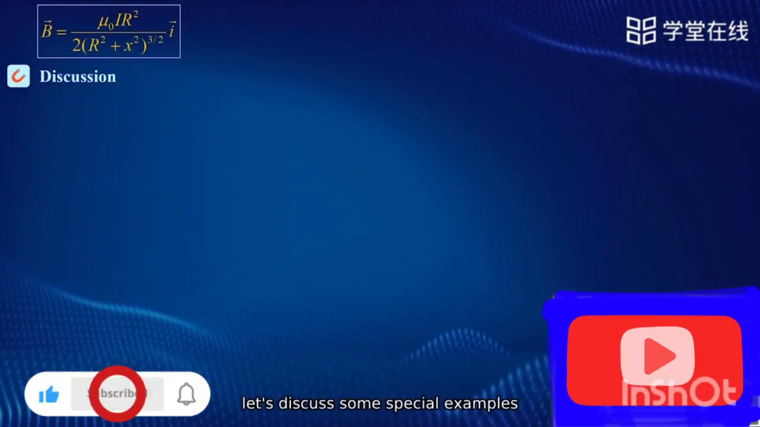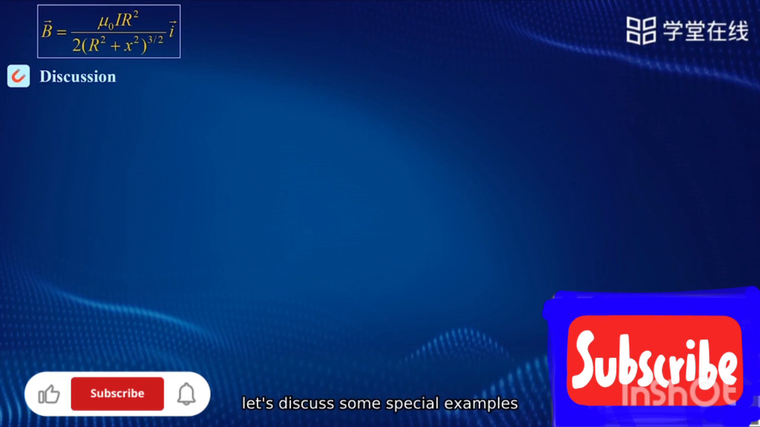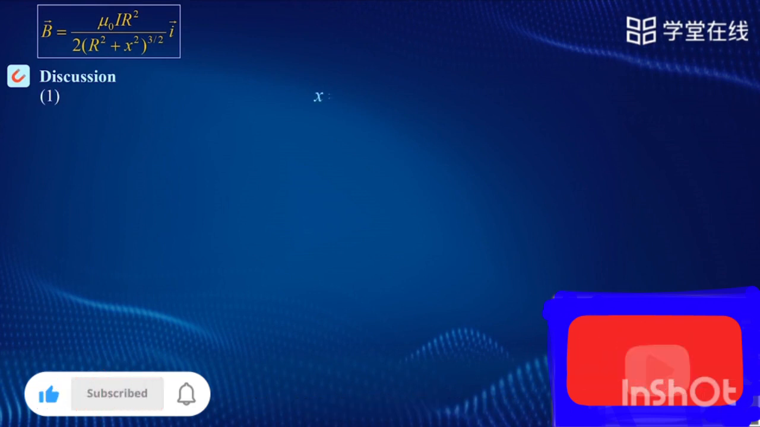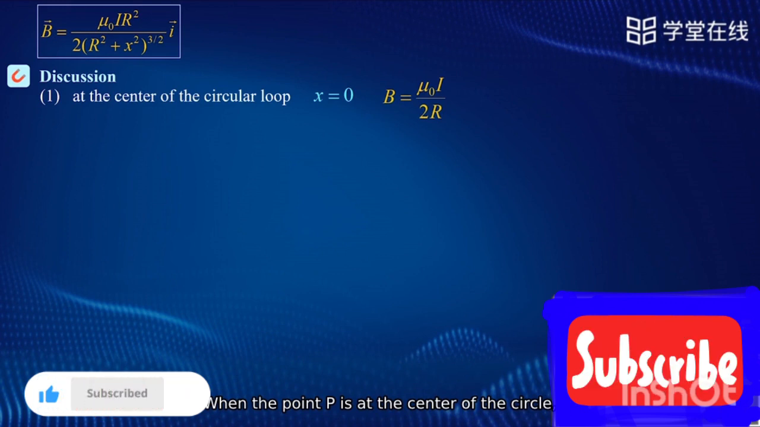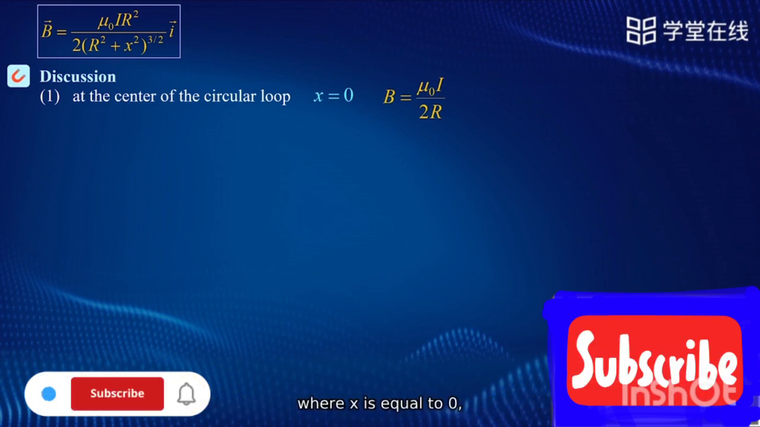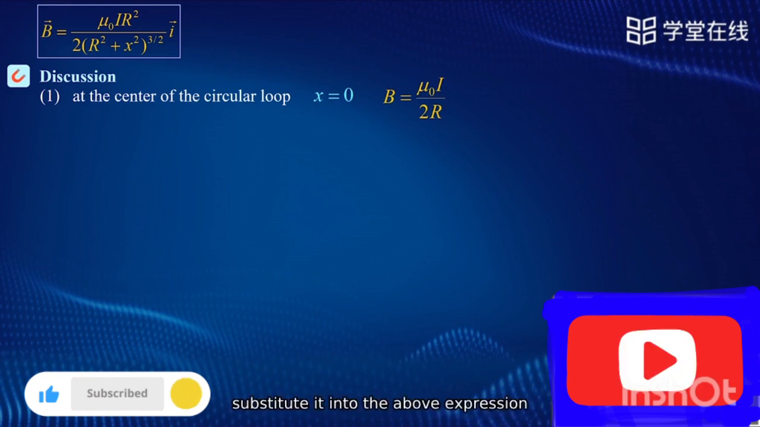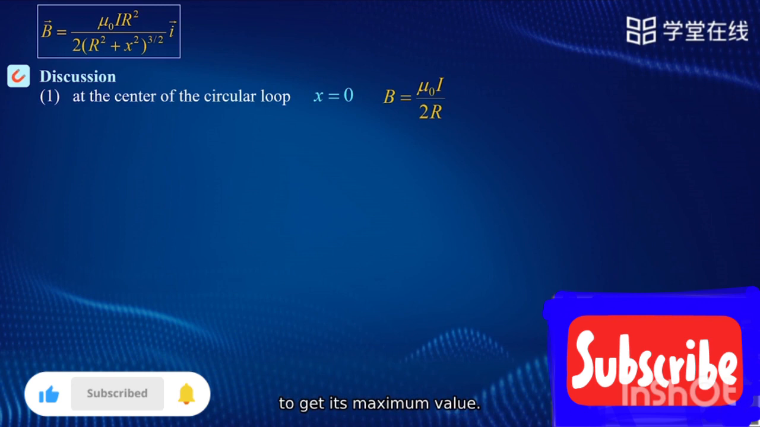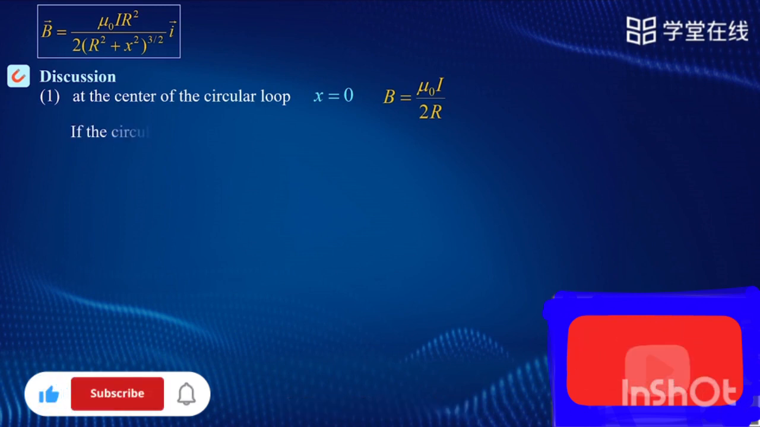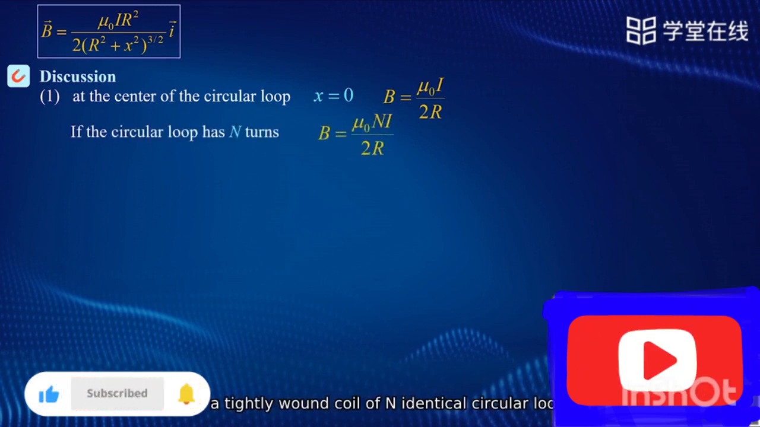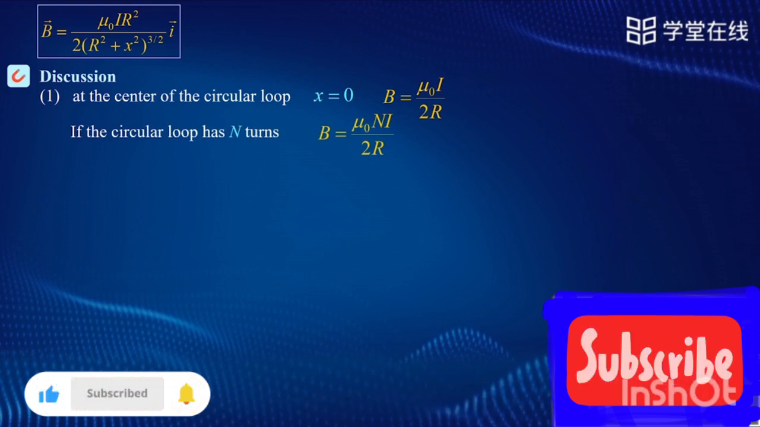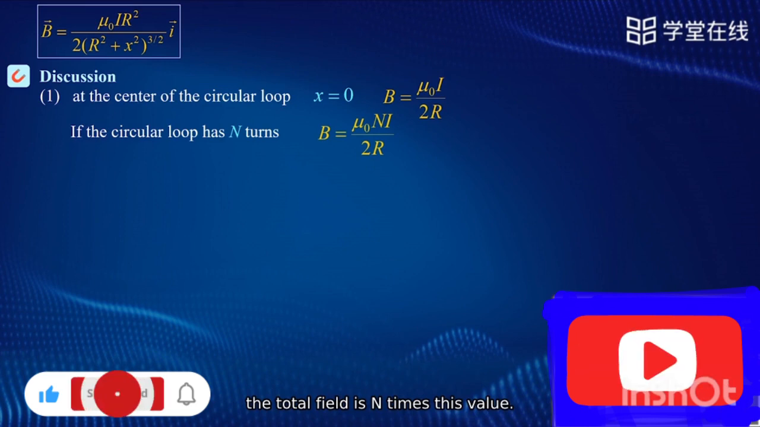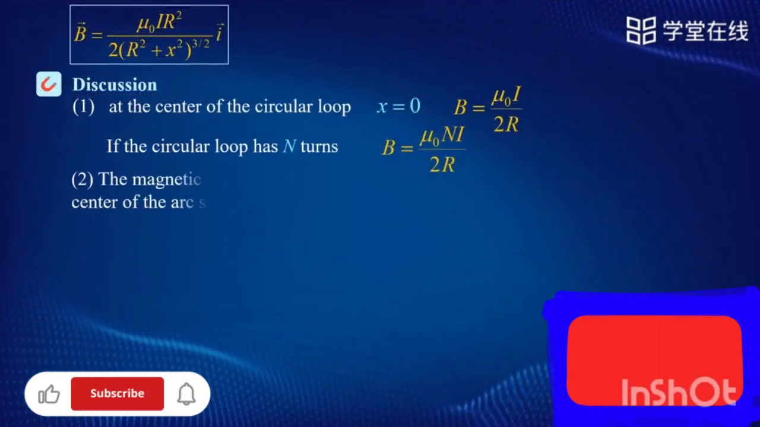Now, let's discuss some special examples. When the point P is at the center of the circle, where x is equal to 0, substitute it into the above expression to get its maximum value. For a tightly wound coil of N identical circular loops, the total field is N times this value.